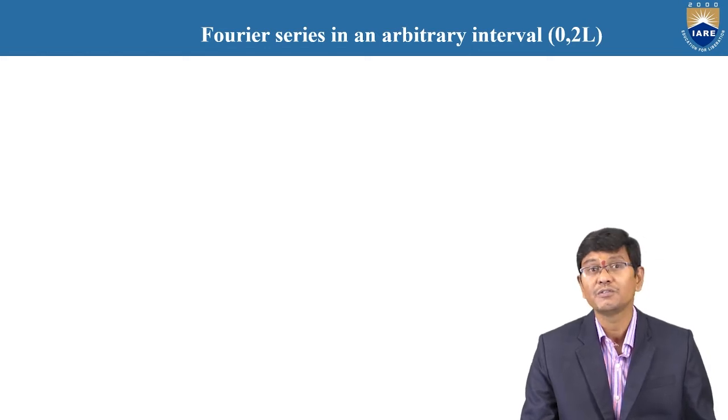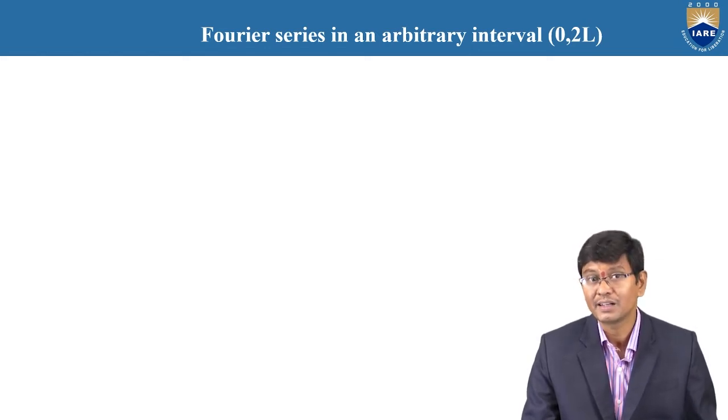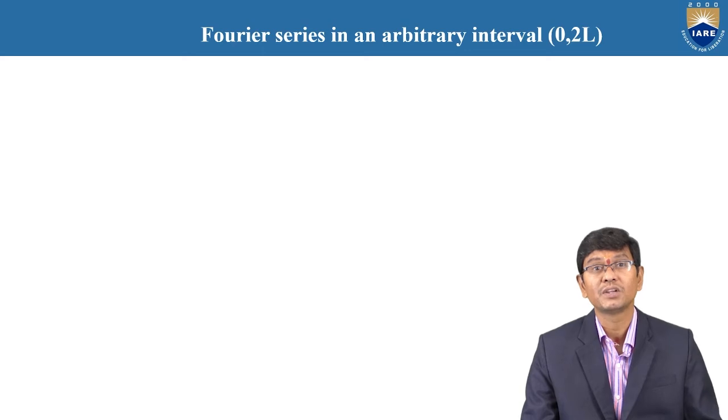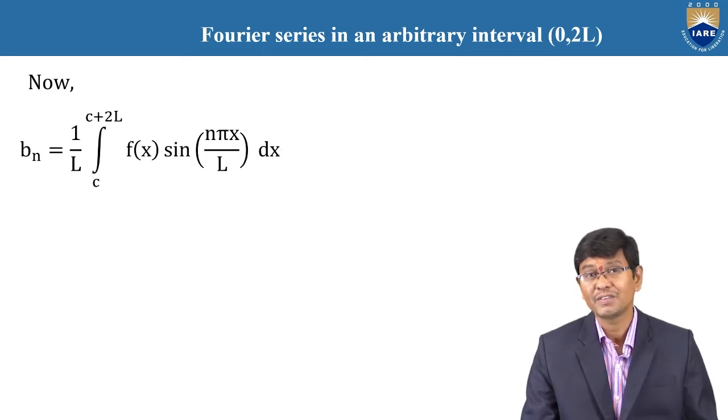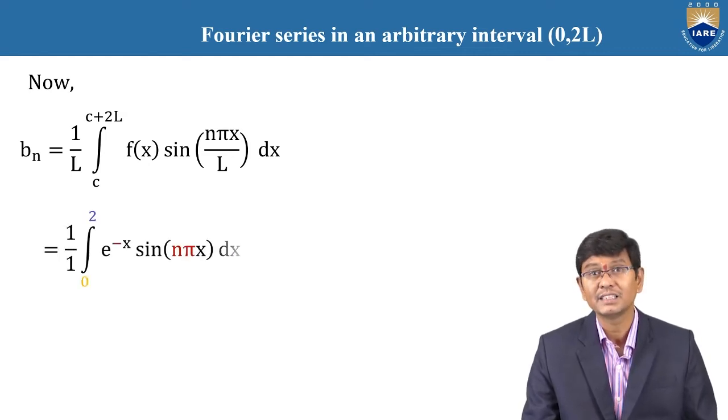Now we need to find the value of bn similarly. The formula for bn is 1/L integral from c to c + 2L of f(x) sin(nπx/L) dx. Here we replace L equal to 1 and f(x) equal to e^(-x), therefore it is 1/1 integral from 0 to 2 of e^(-x) sin nπx dx.